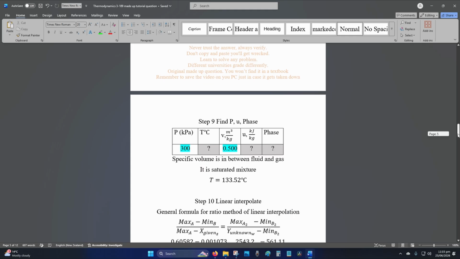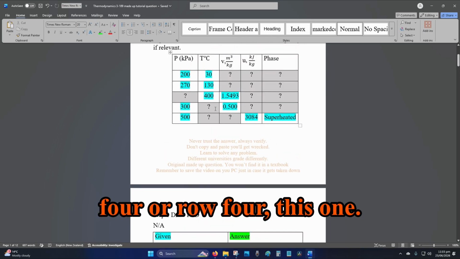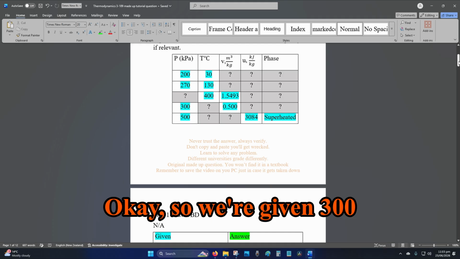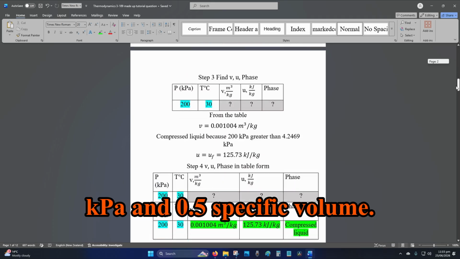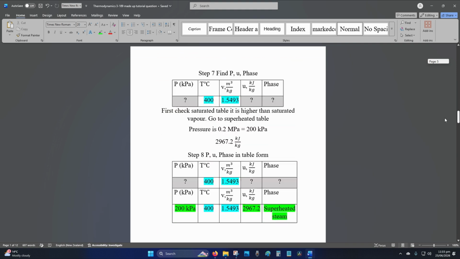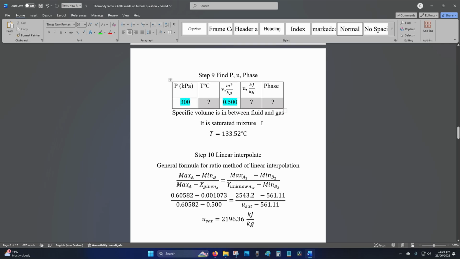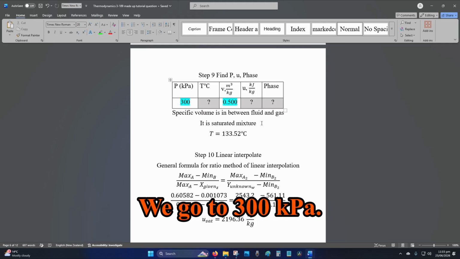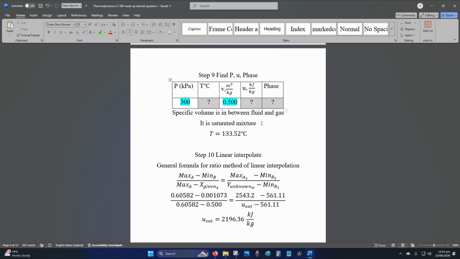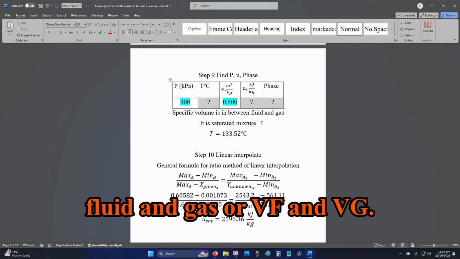Okay, next row. So this one is number 4, or row 4, this one. Okay, so we're given 300 kPa and 0.5 specific volume. So we go to the saturated table. We go to 300 kPa. We check the specific volume. So it is in between the fluid and gas, or VF and VG.